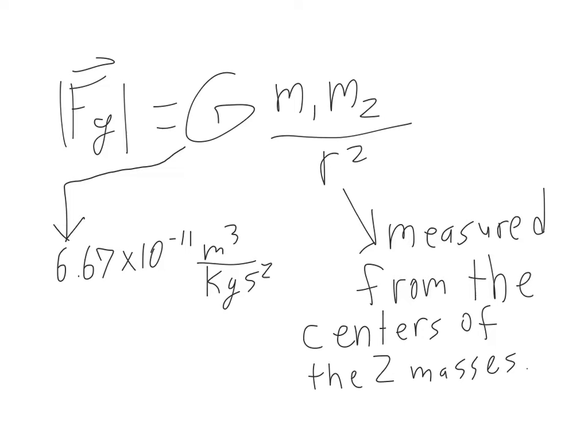And then finally, this entire thing is divided by r squared, where r is the distance from the centers of the two masses. And that is important to note, that it's the distance between the centers of the two masses, especially when we're going to be doing calculations with this equation involving large objects such as the Earth or the Moon.